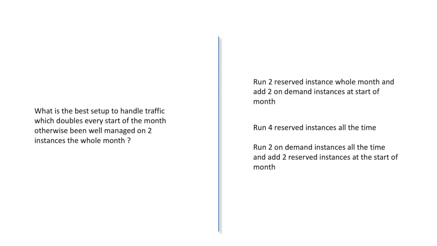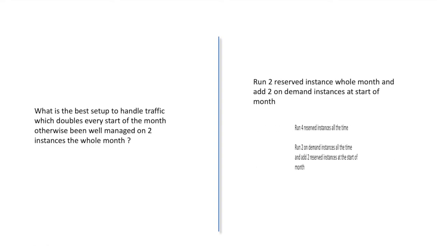What is the best setup to handle traffic which doubles every start of the month, but is otherwise well managed with two instances the whole month? We already know that we need two instances the whole month. So the best thing is, if we have a predictable workload, let's reserve two instances for the whole month. And whenever the traffic doubles at the start of the month, at that time it is good to use on-demand instances. So the best option, I feel, is to run two reserved instances the whole month and add two on-demand instances at the start of the month. Reserved instances are economical in nature, please note that.